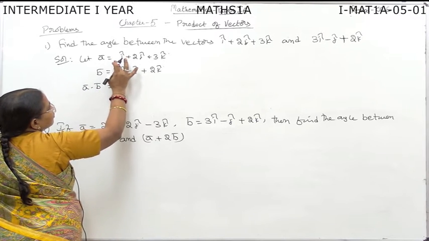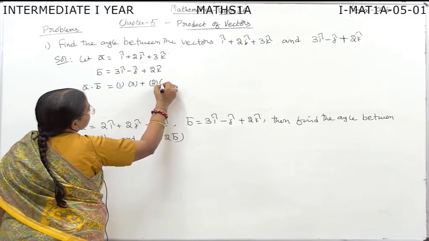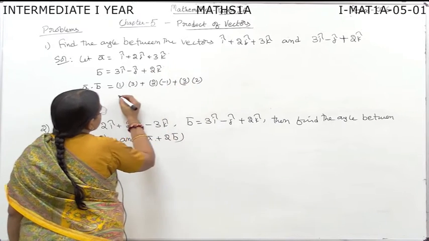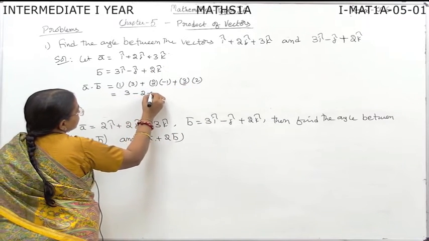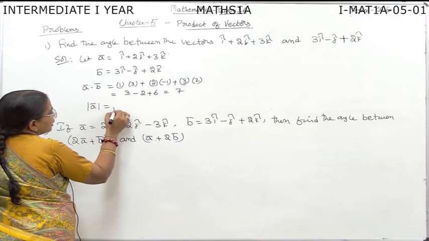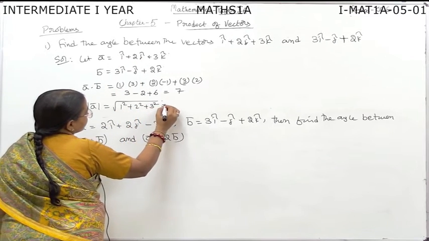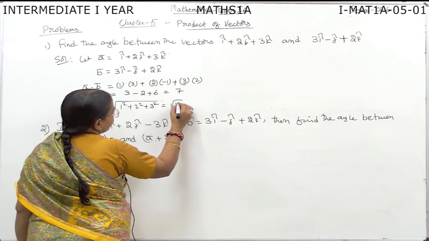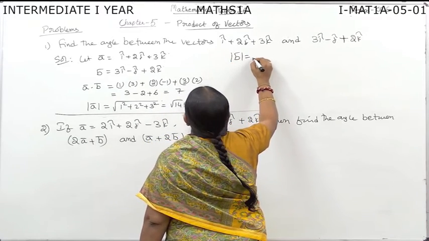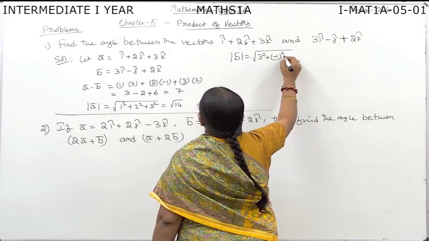A dot B means A1 B1, so 1 into 3, plus A2 B2, so 2 into minus 1, plus A3 B3, so 3 into 2. When you simplify it, it is 3 minus 2 plus 6. That is 7. Now find mod A. Mod A is root of 1 square plus 2 square plus 3 square, that is root 14. Okay, next we'll find mod B. Mod B is equal to root of 3 square plus (minus 1) whole square plus 2 square.